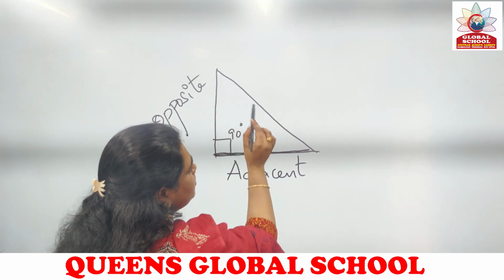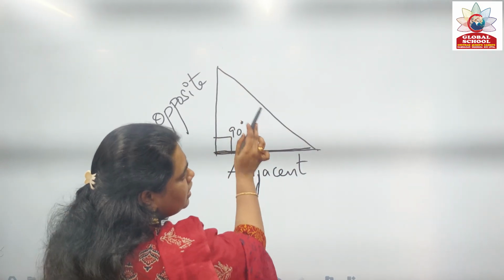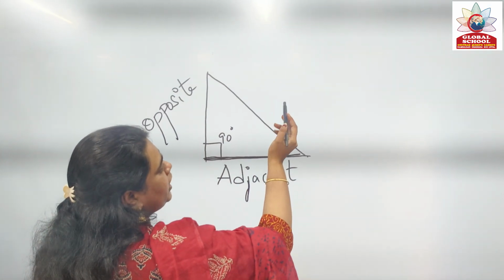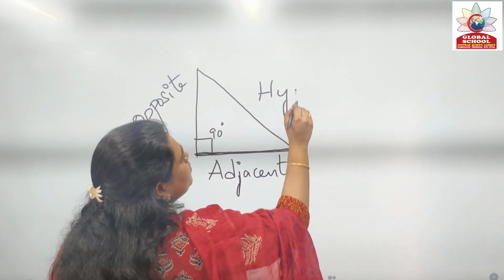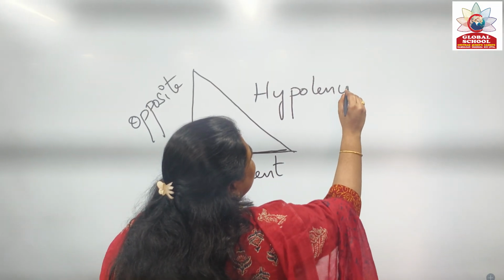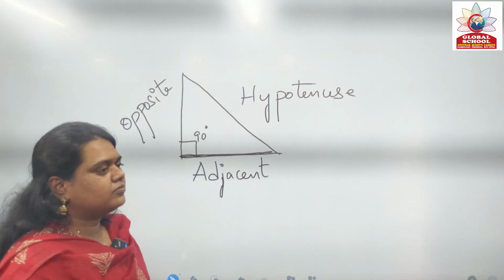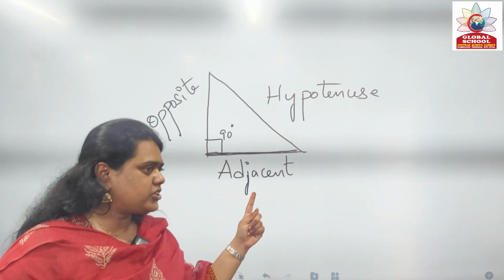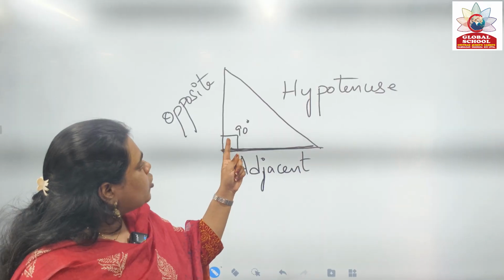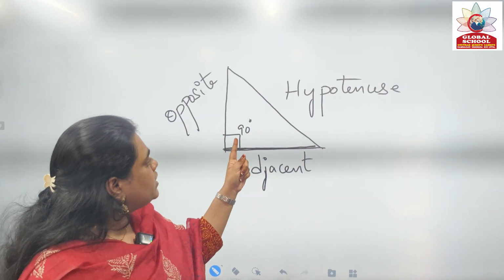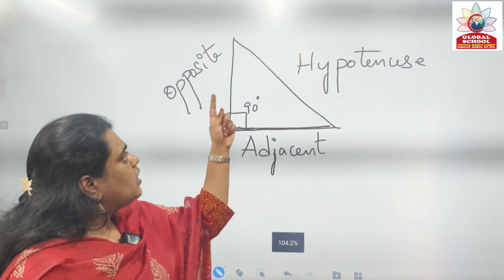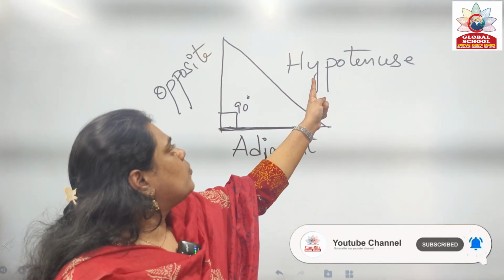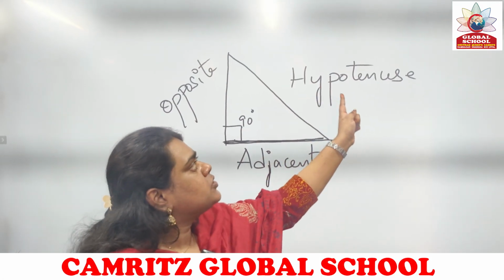And the largest line, which is opposite to the 90 degrees, you call hypotenuse. The lower line which is touching the 90 degrees angle is called adjacent. The line which is exactly in front of the 90 degrees is called opposite. And the biggest or largest line which is exactly opposite to the 90 degrees angle is called hypotenuse.